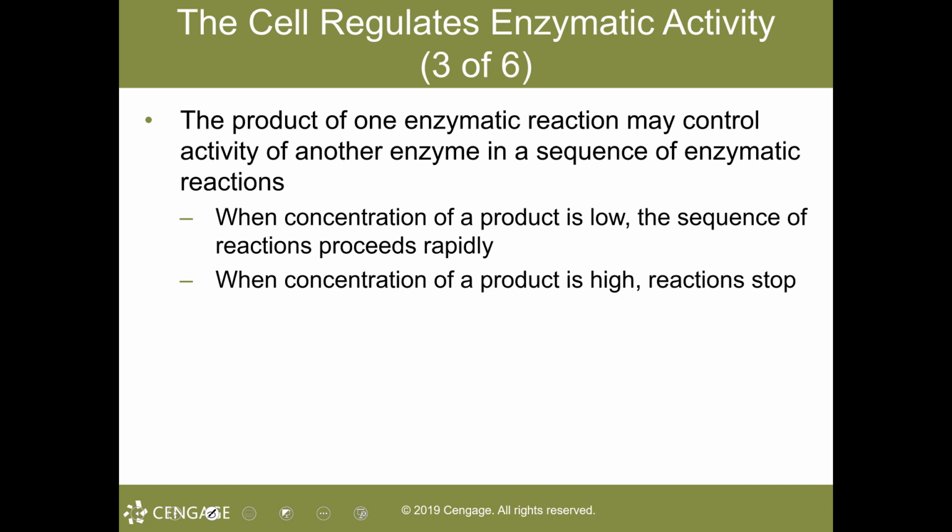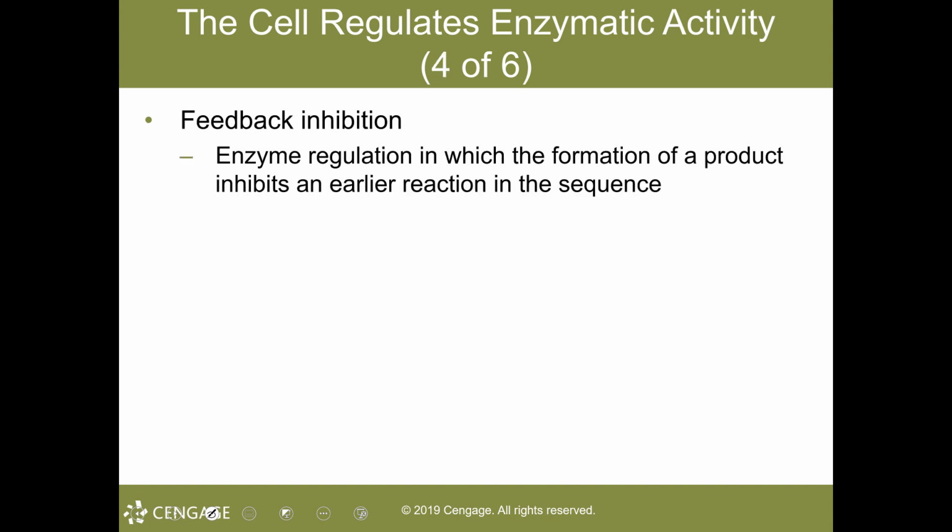So now the product of one enzyme reaction may control the activity of another enzyme in this sequence of reactions. Just keep in mind that when the concentration of the product is low, the sequence of the reaction proceeds rapidly. However, when the concentration of the product is very high, class, the reaction will stop to ensure that it is not far too much. And this gets us into feedback inhibition, meaning the enzyme regulation happens in which the formation of that product will feed back to inhibit that early reaction in the sequence to stop the production of that product.